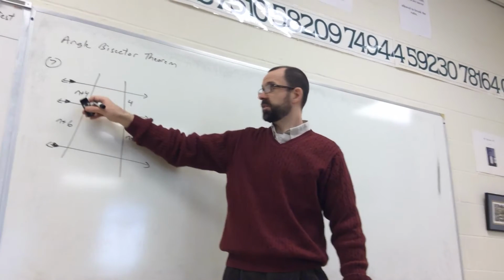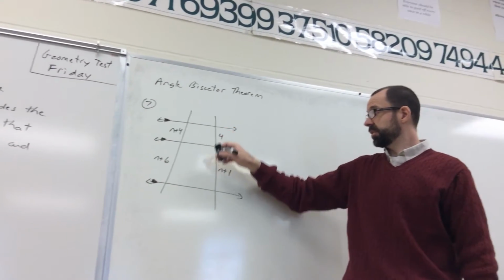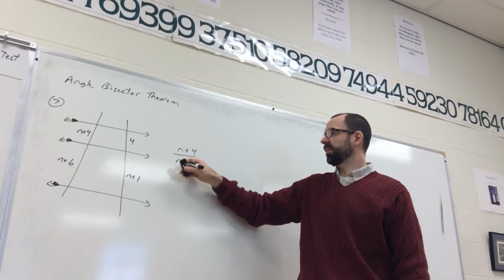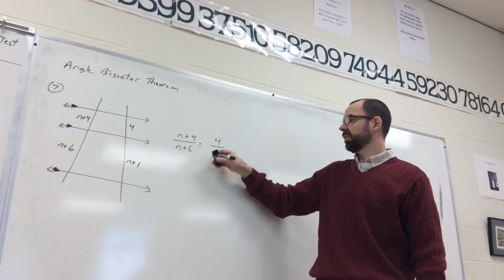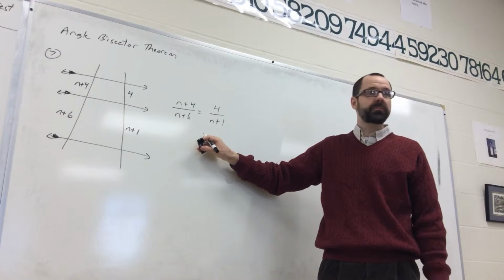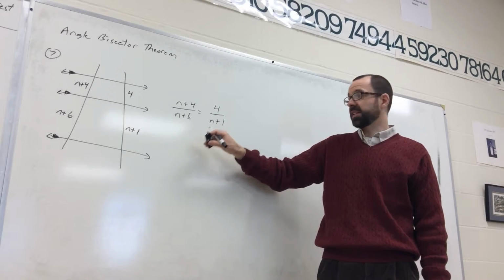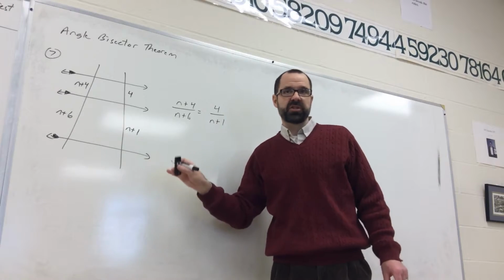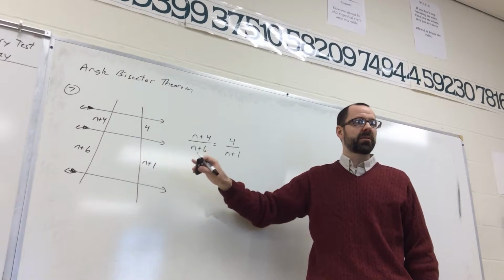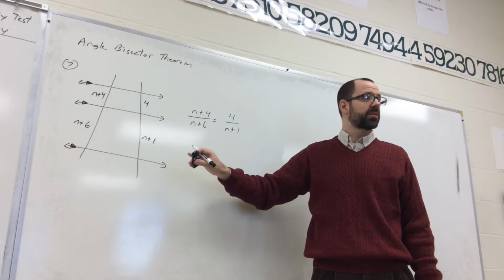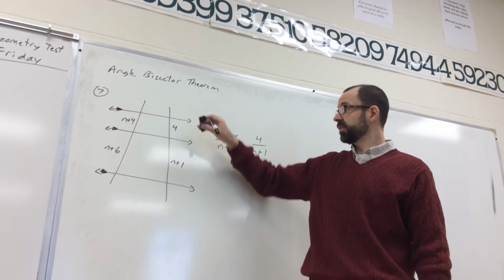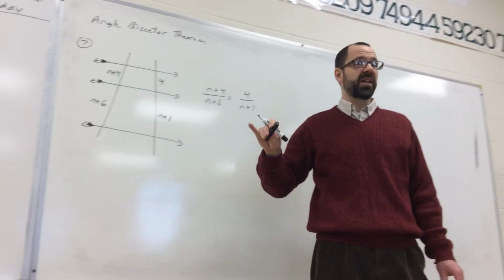Good. So this divided by this equals this divided by that. n plus 4 over n plus 6 equals 4 over n plus 1. So that's how you set it up. And we'll solve it in just a second. But now we need to write down what theorem it is. Is it one of today's theorems? It's not. Because today we just had an angle and a triangle. And this is 3 lines. So it's not one of today's theorems.